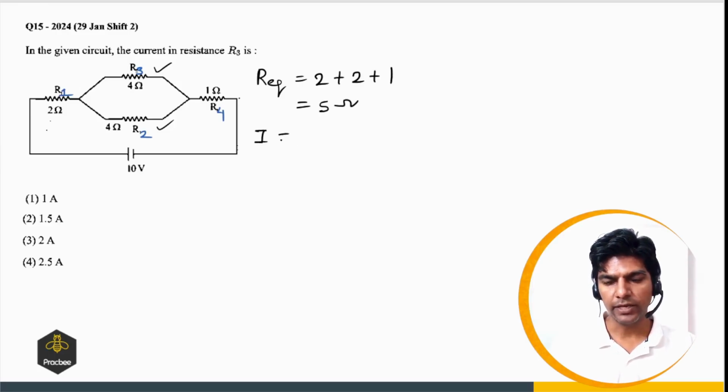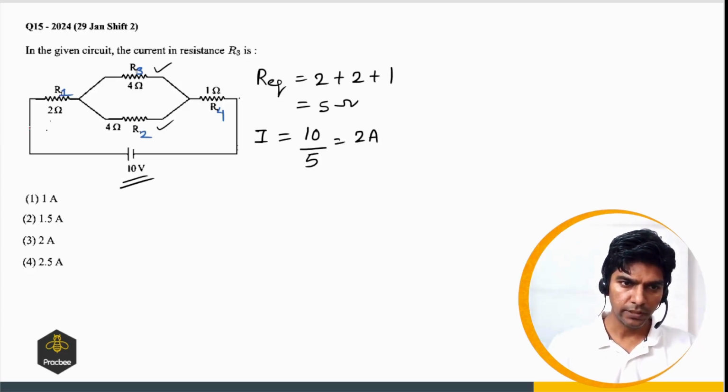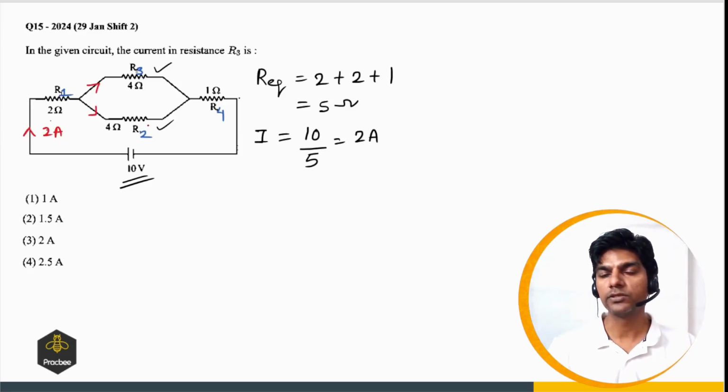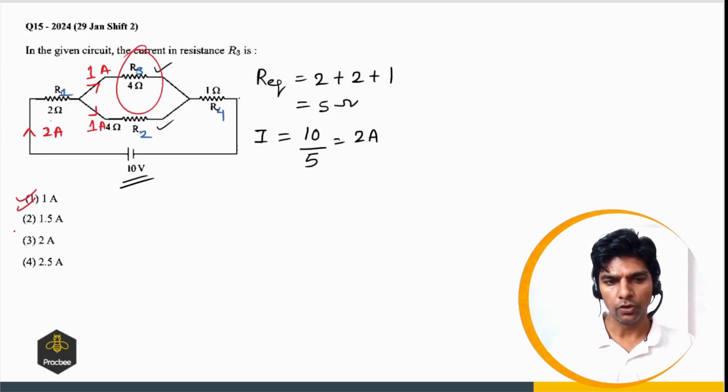So the current supplied by the battery will be 10, that is the EMF, divided by the equivalent resistance. So it comes out to be 2 ampere. Now we have the current, so 2 ampere current is coming. Now it will split up into equal parts because both the branches have equal resistance. So that will be 1 ampere and this is 1 ampere. So the current through R3 is 1 ampere. So option 1 is the right answer.